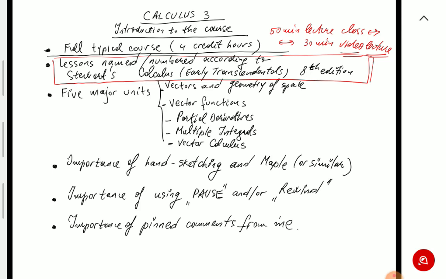So there are essentially 5 major units, the first being vectors in geometry of space. This is usually an easy part of the class, but it's a very important one, and this might be a little bit of a difference compared to other instructors. I like to spend probably a little bit more time than usual on this section. Especially for those of you who didn't learn anything about vectors before, while this part is easy, it's extremely important because we're going to use vectors and operations with vectors throughout the course.